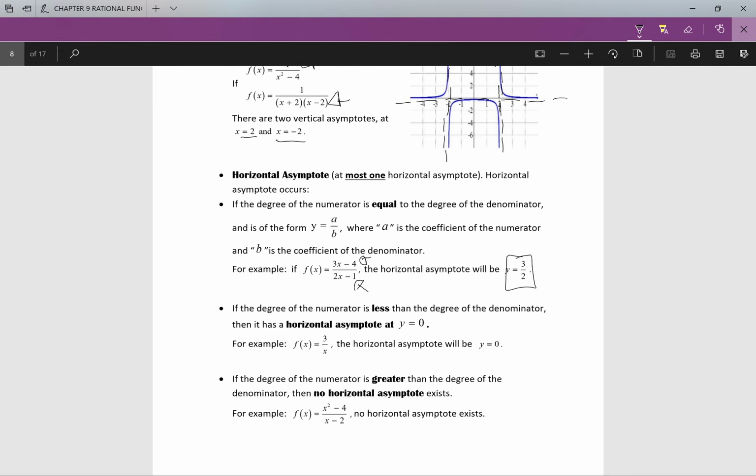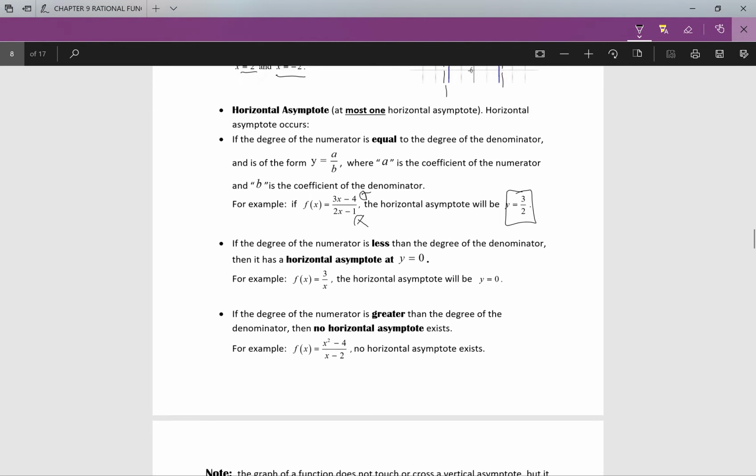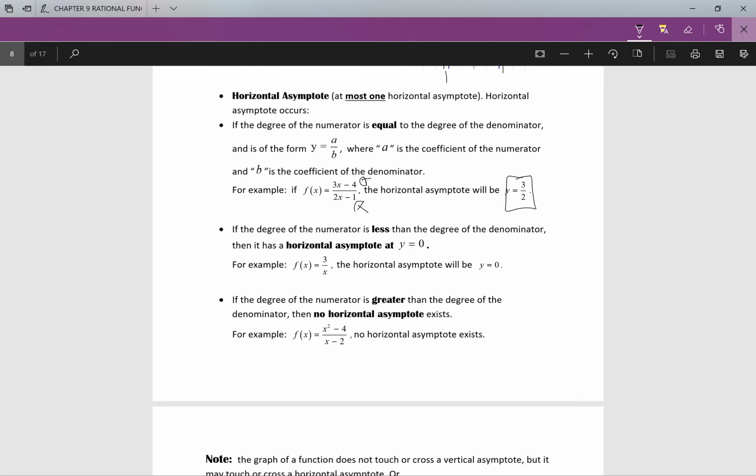And we will do more examples of this coming up. If the degree of the numerator is less than the degree of the denominator, then the horizontal asymptote will occur at y equals 0. So if we have 3 over x, you will notice that 3 has a degree of 0, x has a degree of 1, which is greater than 0, so the horizontal asymptote will be y equals 0.